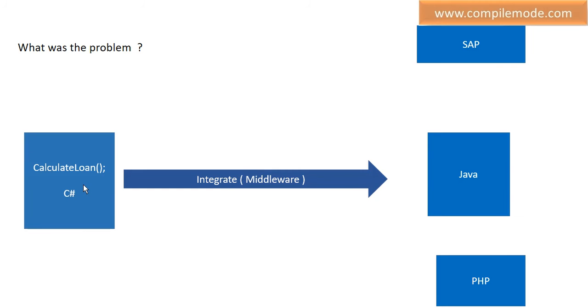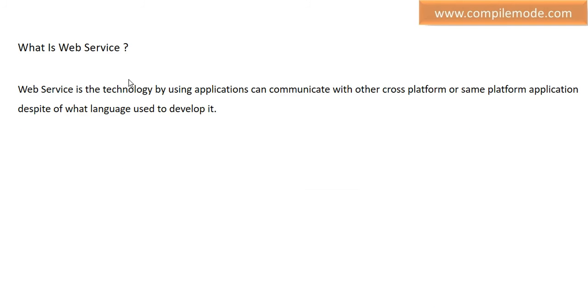To overcome these problems, lots of technologies came onto the market, like COM, which I think you have read about, and Remoting. After that came web services, and the latest ones are WebAPI, WCF and some other technologies. So let us understand what a web service means.